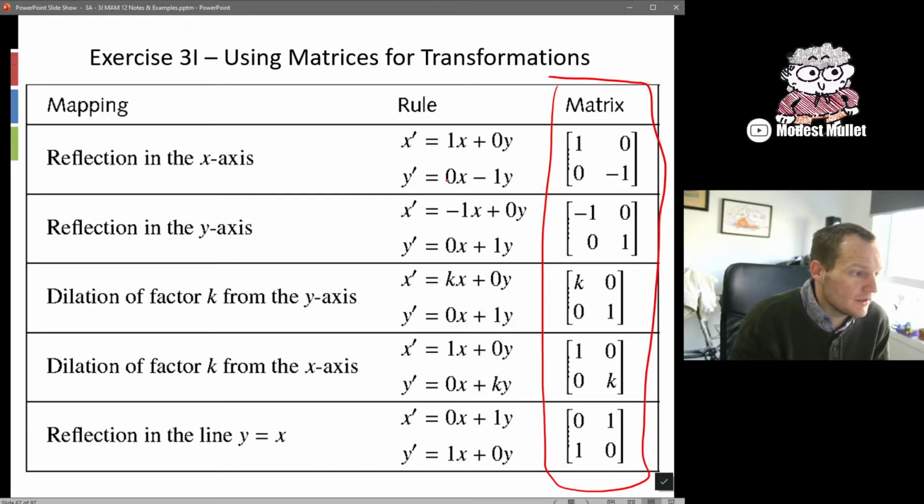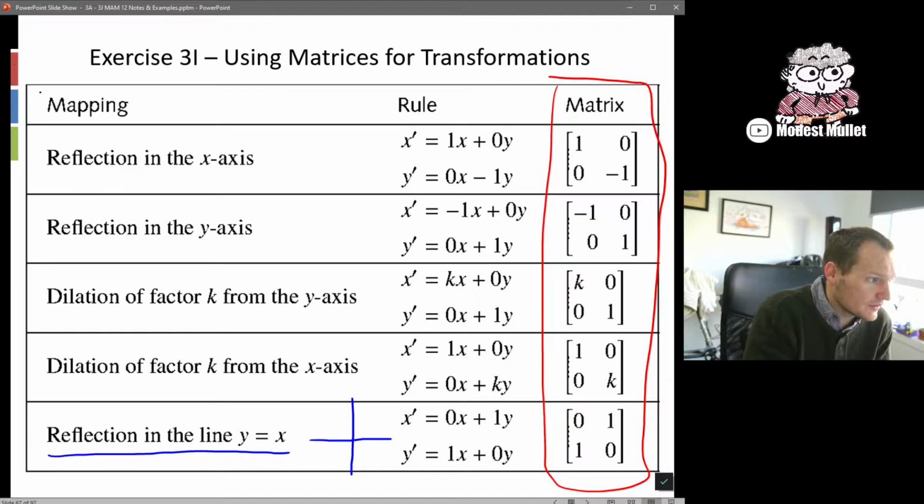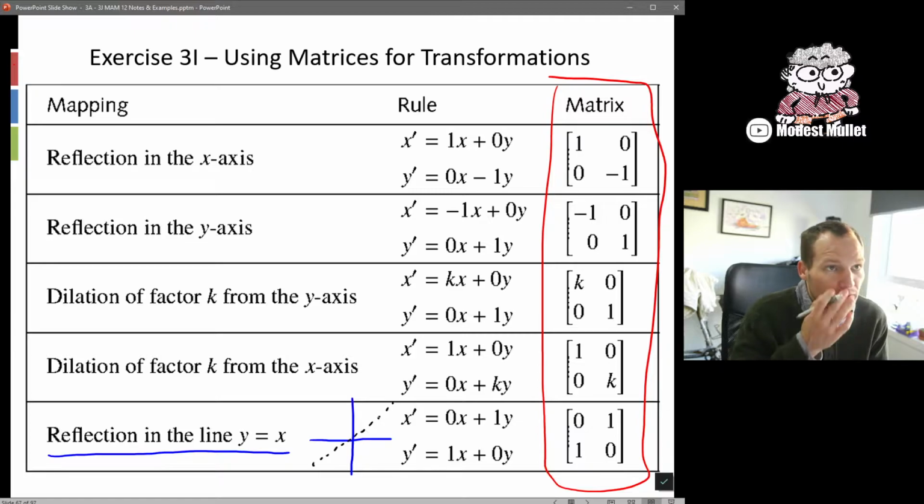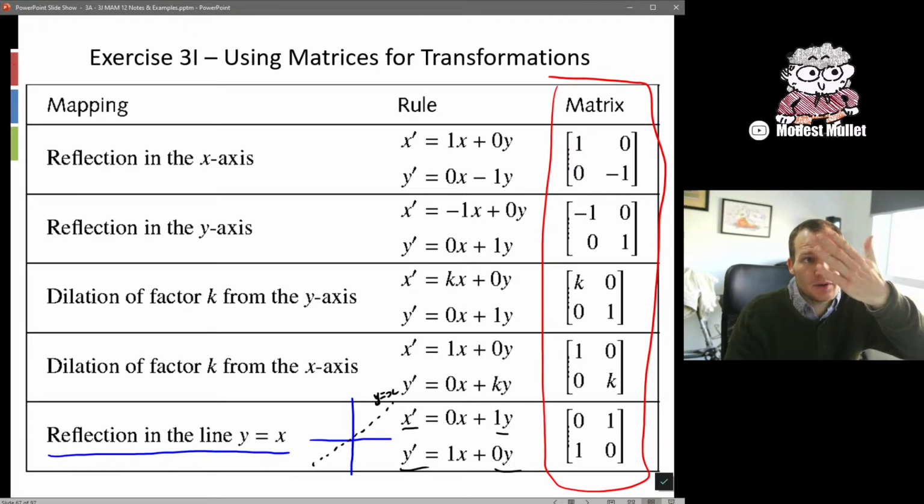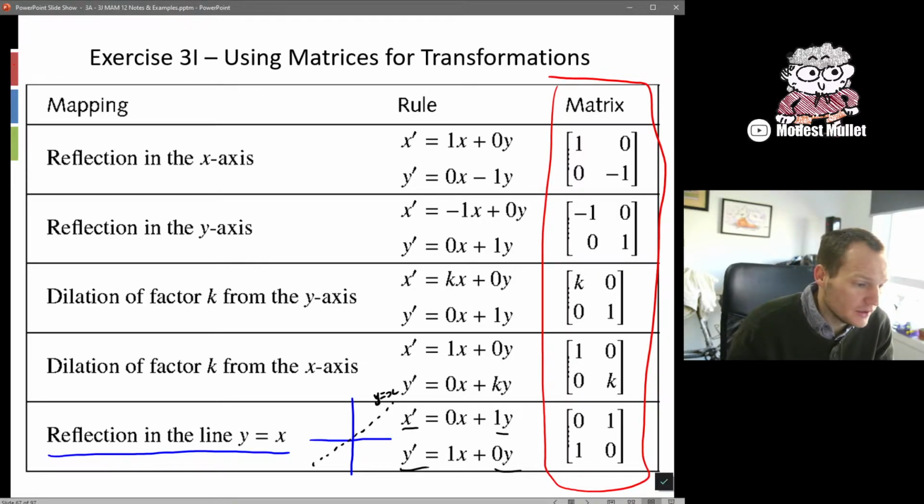Now, the new one that we haven't talked about at all, even in standard transformations, is if we reflect about the line y equals x. So if we have some graph, instead of reflecting about the x-axis or the y-axis, we're flipping over this 45-degree line. That line there is y equals x. When we reflect about that, we change our x-coordinate to a y-coordinate, and we change our y-coordinate to an x-coordinate. That's the way we could think about how we flip over the 45-degree line.